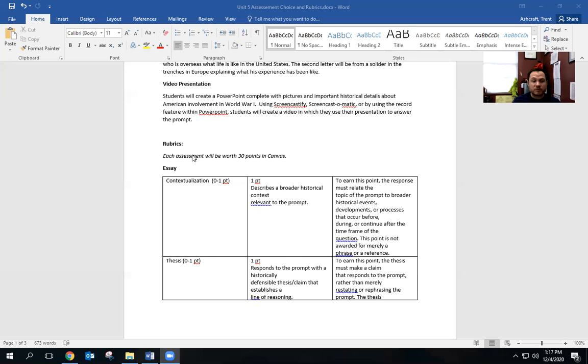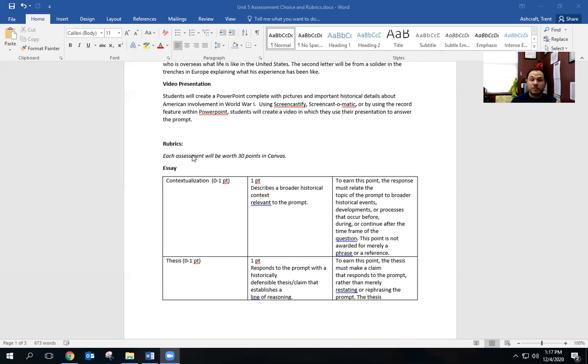The second point comes from your thesis. A thesis must address the prompt. In our case, the prompt, how did World War I change America? It is not restating the prompt. If you simply restated the prompt and said, World War I changed America, and that was it, that's not a thesis. That's restating the prompt, and that would not give you any points.